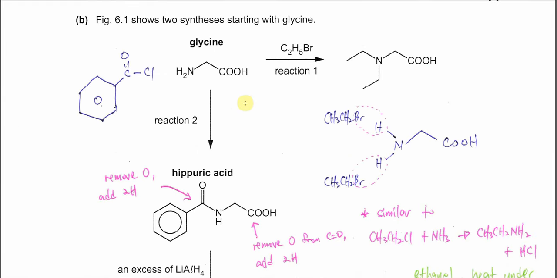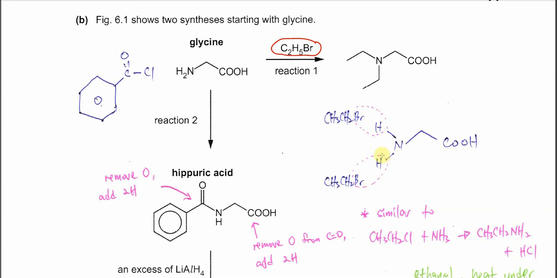Okay, part B. Figure 6.1 shows two syntheses that start with glycine. So glycine is here. Let's start with reaction 1. Reaction 1 is with bromoethane. After the reaction, as you can see, two ethyl groups are now added. So the two hydrogens in the NH2 are now substituted by ethyl groups. It's something like this.